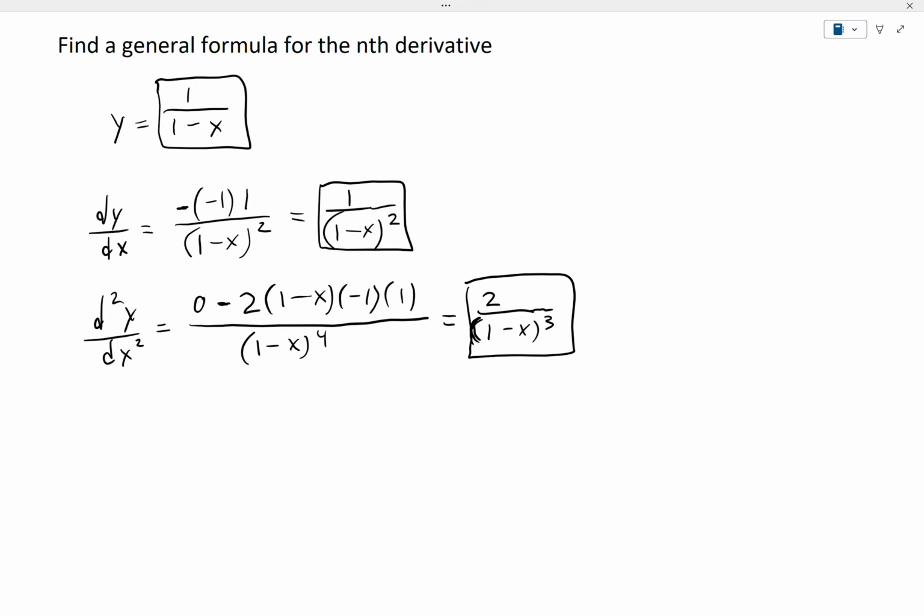So what do we notice? Well, now the power in the bottom right here is just 1 bigger than what it was last time. Also, we now have a 2 in the numerator. So not too sure about that pattern yet, but in the bottom I can see that it's just getting bigger by 1 each time, it seems, the power that is. However, in the numerator we have 1, 1, 2, so maybe we need one more derivative to be able to tell what's going on.